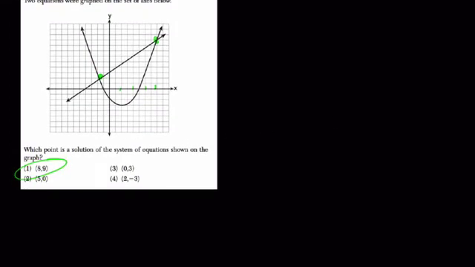Okay, which point is a solution to this system? Well, here, again, when 2 lines cross, they're a solution. So these are the 2 solutions. You have (negative 2, 2), and this point, which is 2, 4, 6, 8, and then up 9. So the answer is (1, 8, 9).